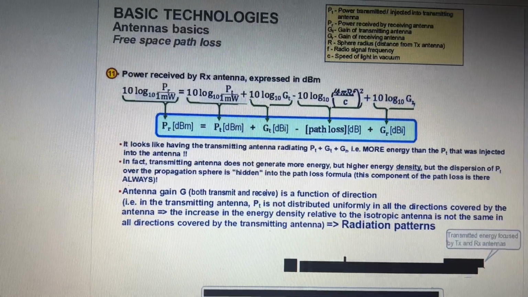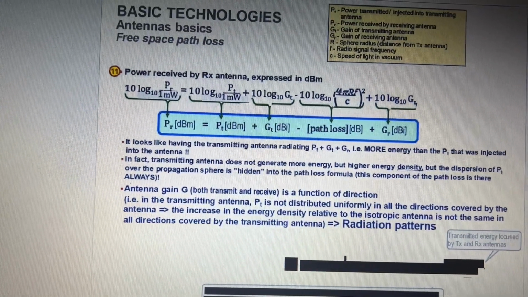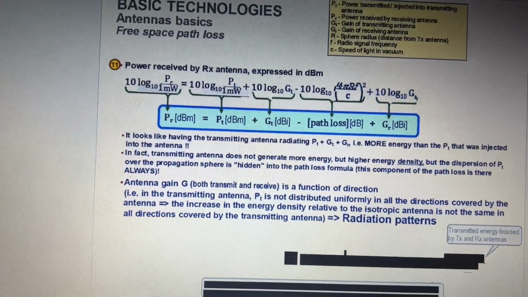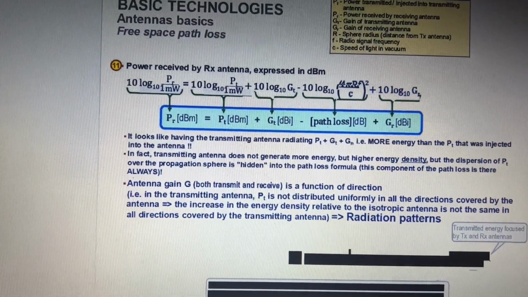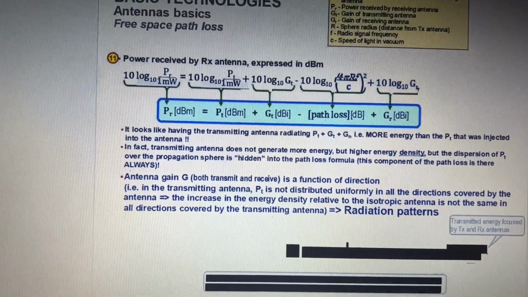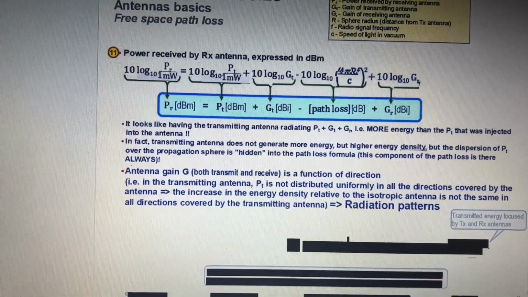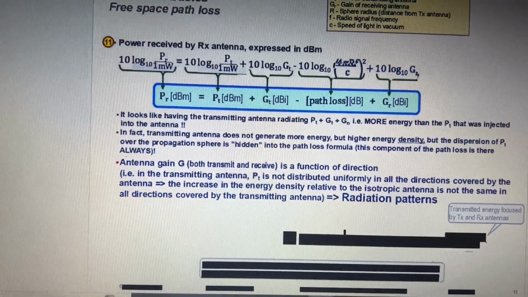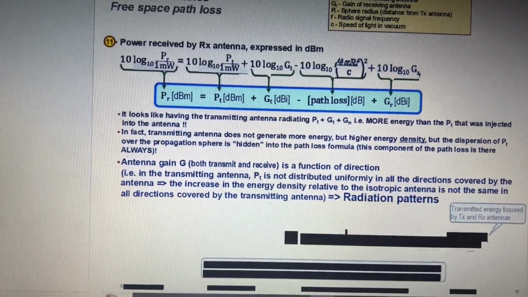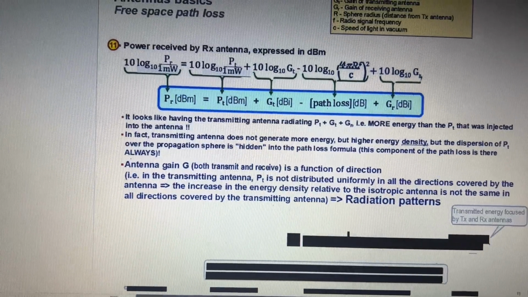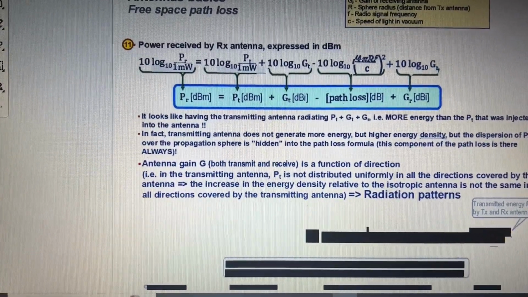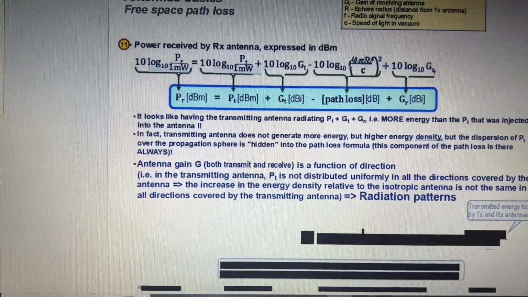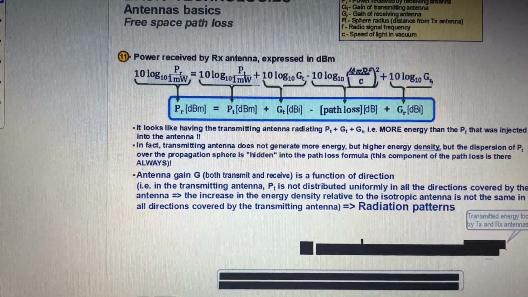PT is the power transmitted or injected into the transmitting antenna. PR is the power received by the receiving antenna. GT is the gain of the transmitting antenna. GR is the gain of the receiving antenna. R is the radius of the sphere, that is, the distance from the TX antenna. F is the radio signal frequency and C is the speed of light. How is this calculated? It is calculated using the logarithm formula of the power received at the antenna.